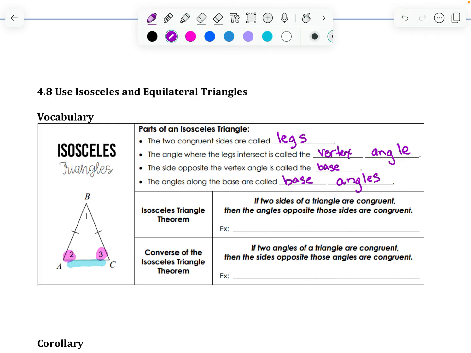So the isosceles triangle theorem tells us if two sides of a triangle are congruent, then the angles opposite those sides are also congruent. So if AB is congruent to BC, then angle A is congruent to angle C. Okay? And the converse is also true. So if the two base angles are congruent, then the sides are congruent. So if angle A is congruent to angle C, then AB is congruent to BC.